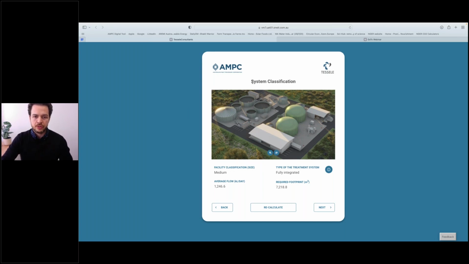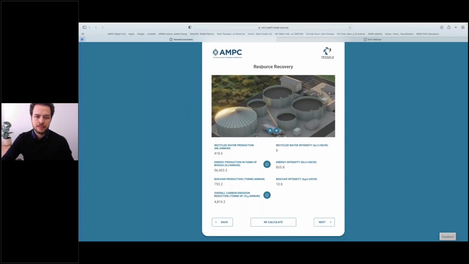The first page of the results is the system classification. So the facility, the red meat processing facility, was classified as a medium size. The type of system recommended is the fully integrated system, as Fabiana has mentioned before. The average wastewater going into the plant is shown here, and the approximated footprint as well is here. So we can go ahead and click on the next button.